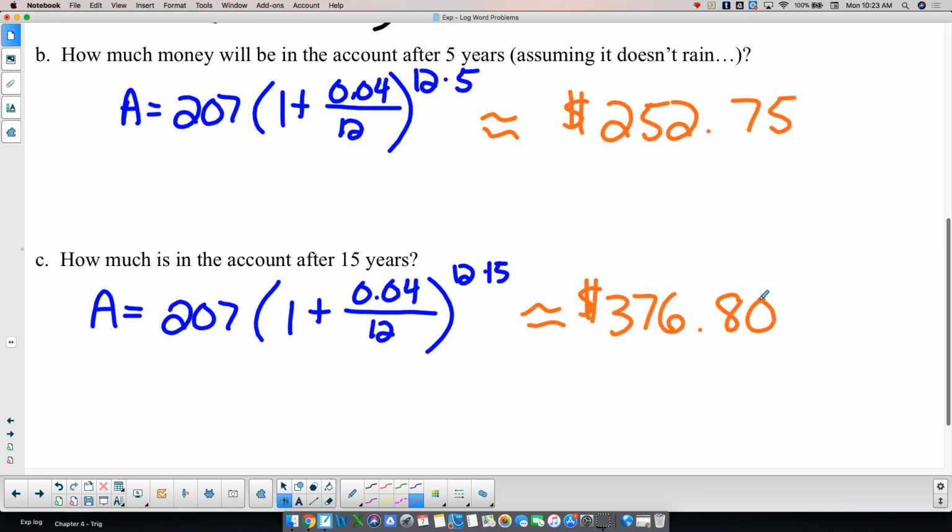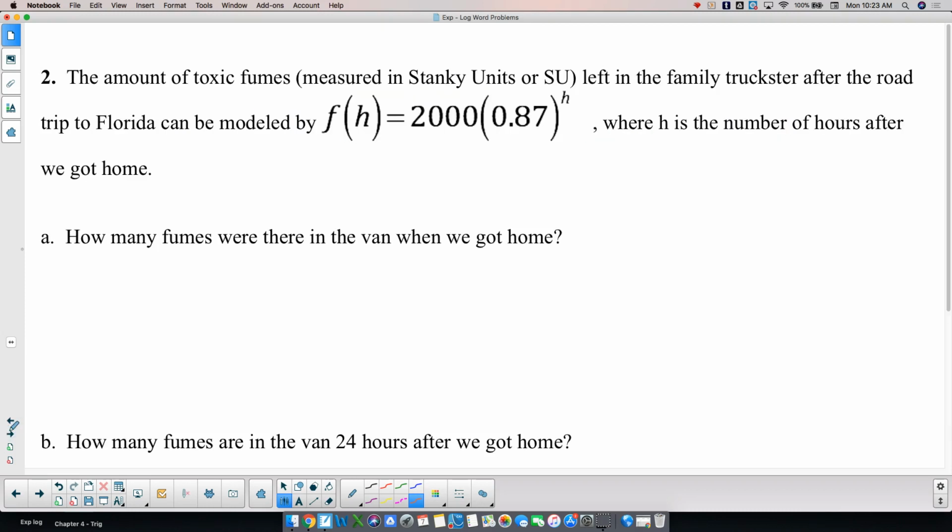Okay? All right, what I'd like you to do now is try the Stanke unit problem. The amount of toxic fumes measured in Stanke units, or SUs, left in the family truckster after the road trip to Florida can be modeled by f of h equals 2,000 times 0.87 to the h power, where h is the number of hours after we got home. Question A, how many fumes were in the van when we got home? Question B, how many fumes are in the van 24 hours after we get home?